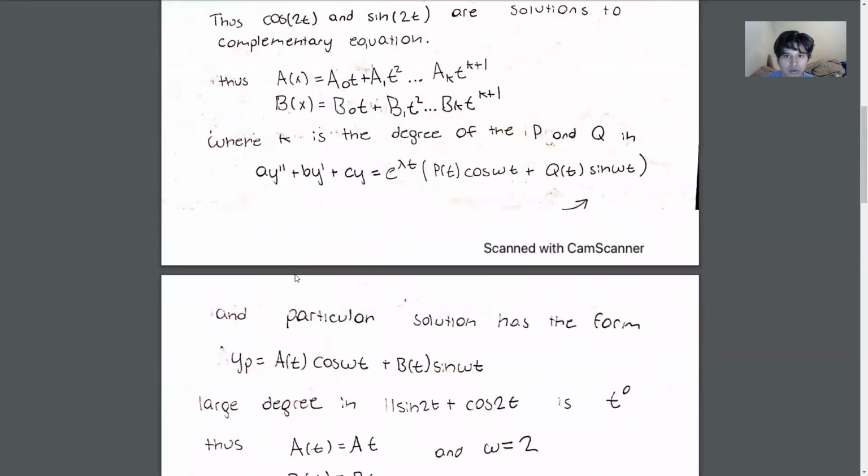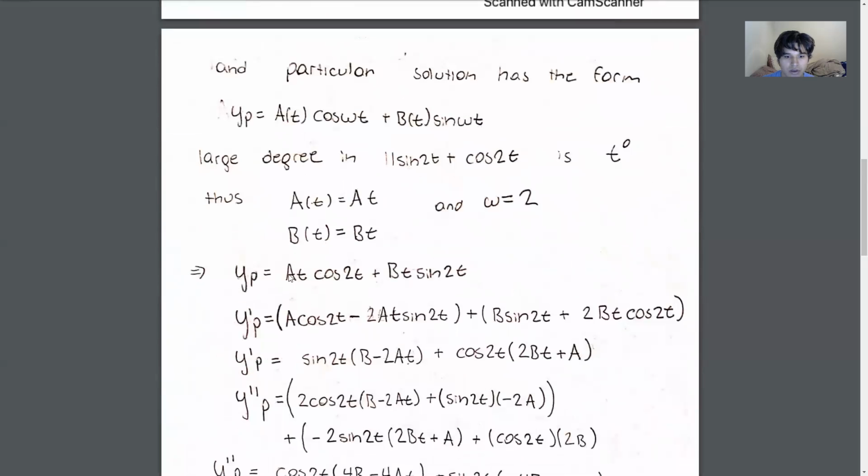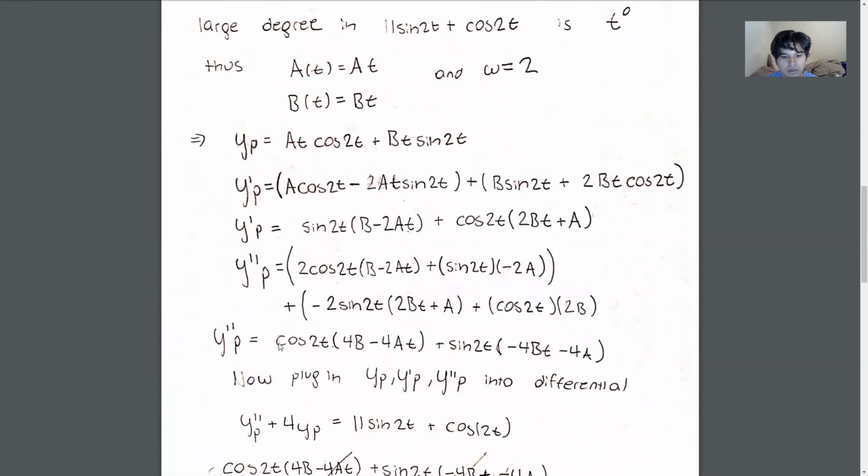So let's go ahead and apply that to our particular solution. The particular solution is going to be expressed as this right over here. So it's going to be a of t times cos 2t plus b of t times sine 2t. So once we get this yp right here, our particular solution can be expressed as this. We're going to go ahead and differentiate that 2 times so we can plug it into our differential equation. Once we differentiate yp, we get this right over here.